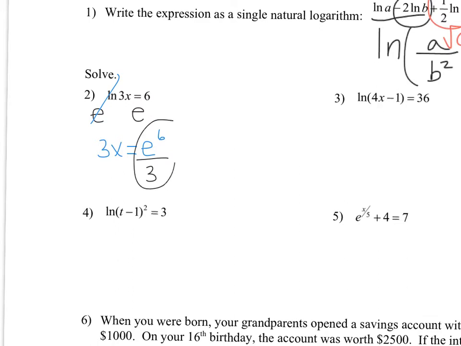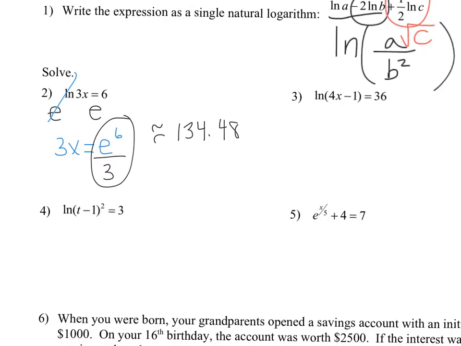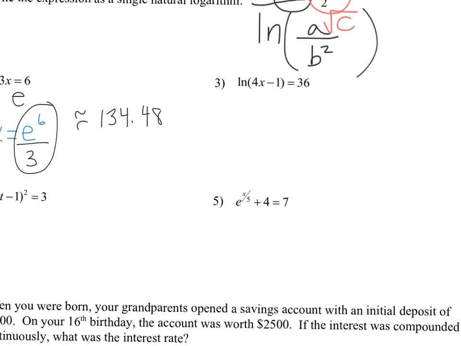This right here is an exact value. e is an irrational number, so you can put this in your calculator and approximate. So it's approximately equal to 134.48. So if I slide over here, how that's working is the natural log and e cancel out. So natural log base e, and you're going to make e the base over here. These cancel out.